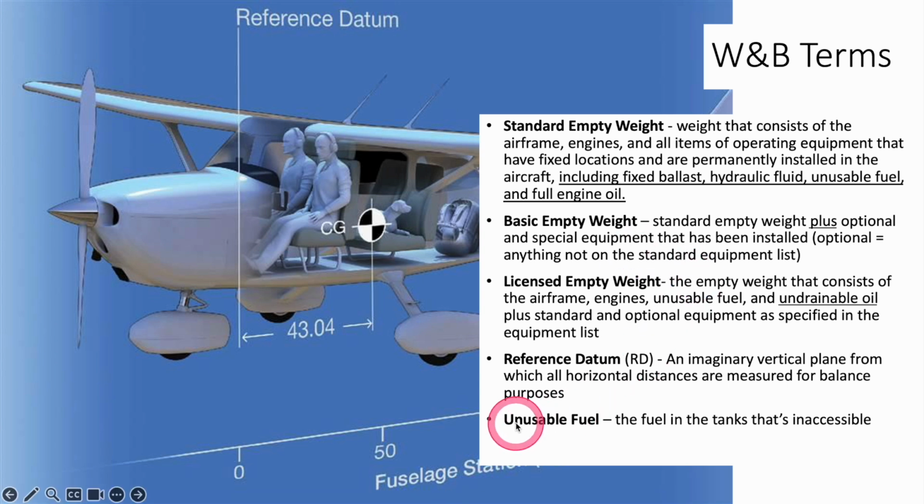And kind of bouncing off that, unusable fuel. That's the amount of fuel in your tanks that's inaccessible. There are low points in your fuel system that you can't access. In an S model Cessna, you have a total fuel capacity of 56 gallons, 53 of which is considered usable. So there are 3 gallons that you can't access or can't drain from the system. That's why unusable fuel is accounted for in basic empty weight, because it's essentially part of the aircraft.